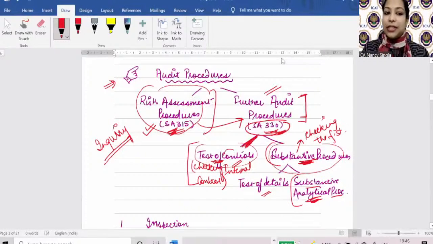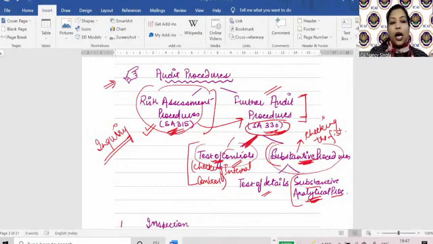Audit procedures. That risk assessment procedures are audit procedures performed during this and this stage. Test of control are audit procedures which are performed for this purpose. Same way substantive procedures are what? Audit procedures. ठीक है?